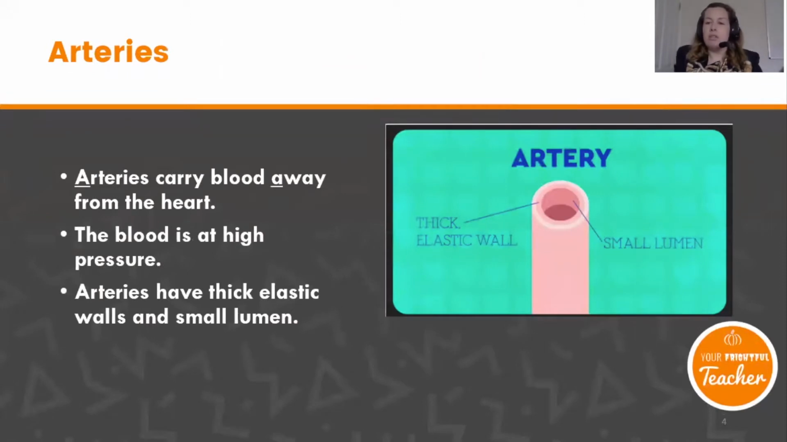So we're going to start first with the three main types of blood vessels. We're going to look at arteries first. Arteries carry blood away from the heart, and I've underlined the A on arteries and the A on away. That's how you can remember it. Arteries carry blood away from the heart.